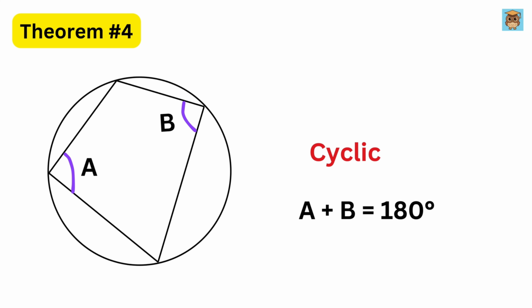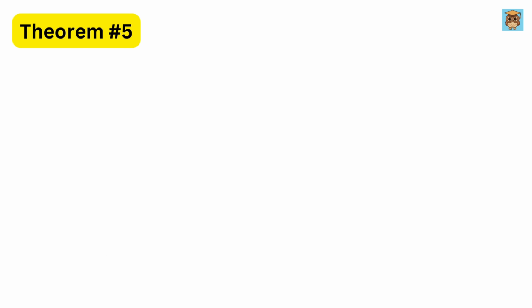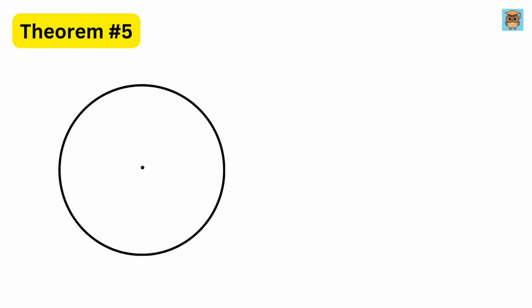For example, if this angle is 70 degrees, then this angle will be equal to 180 minus 70, or 110 degrees. Now, theorem 5. Theorem of tangent and radius. We have already mentioned that a tangent is a straight line that touches the circle at exactly 1 point without crossing it. The important property of a tangent is that it is always perpendicular to the radius at the point where it touches the circle.